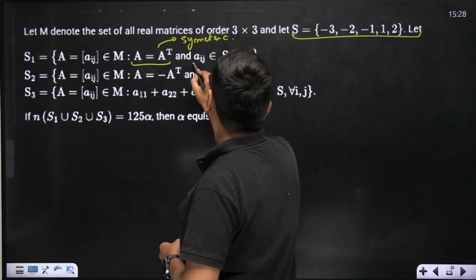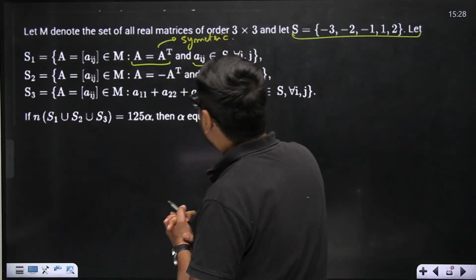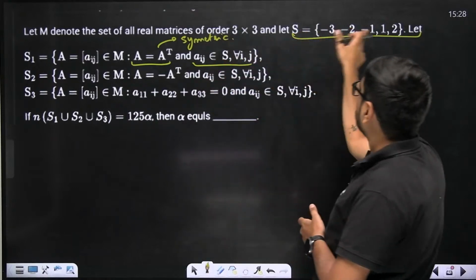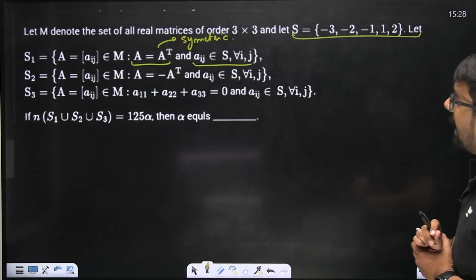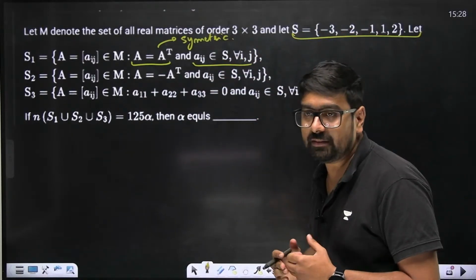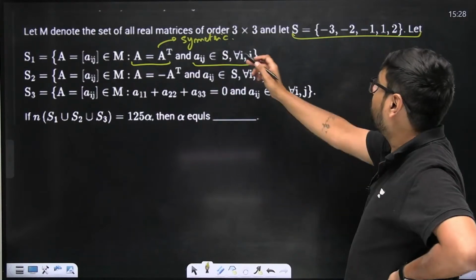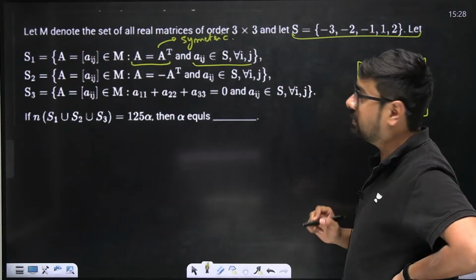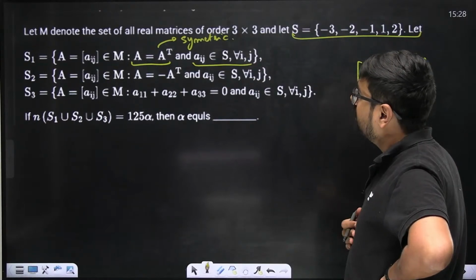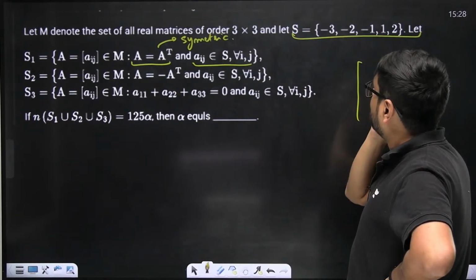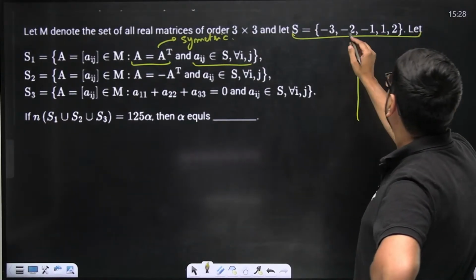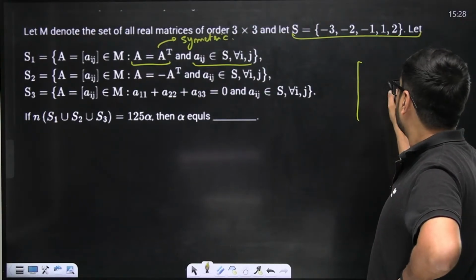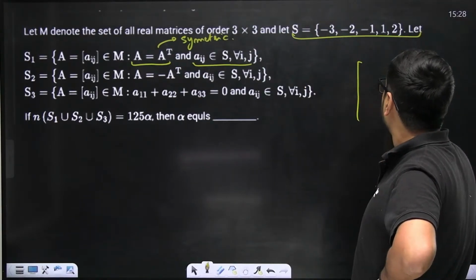All the Aij belong to the main set S, and A should be a symmetric matrix. So how will we make a symmetric matrix? How many elements do we have? 1, 2, 3, 4, 5. We have 5 elements, so to make a symmetric matrix we get 5 to the power 6 directly.